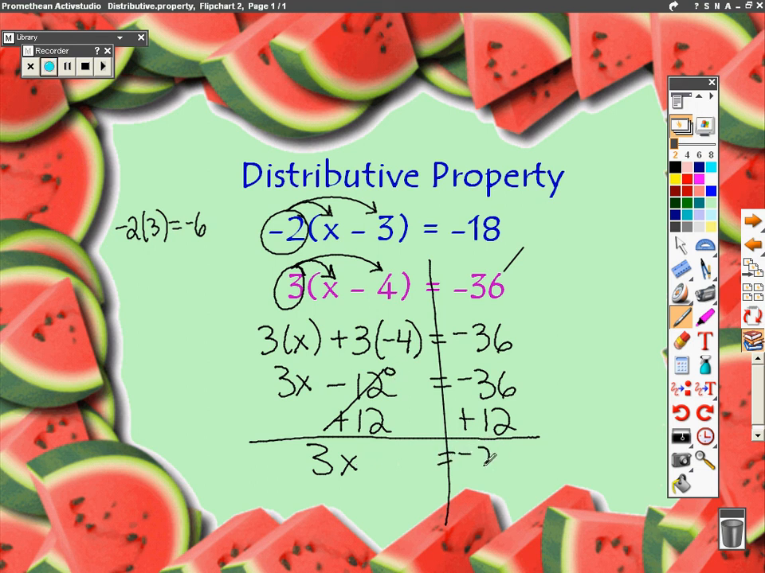Is equal to -24. Divide by 3, divide by 3, my final answer: x is equal to -8. And there you go. That's how you use the distributive property.